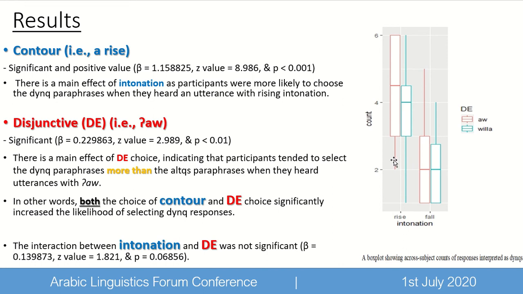When we have Willa with a rise, Willa with a rise was less likely to be interpreted as a disjunctive yes/no question compared to أو with a rise. But the interaction was not significant.